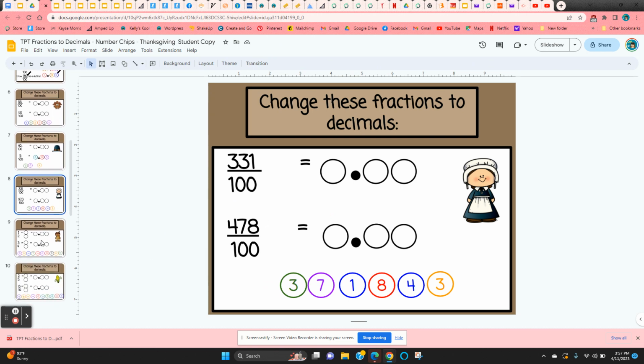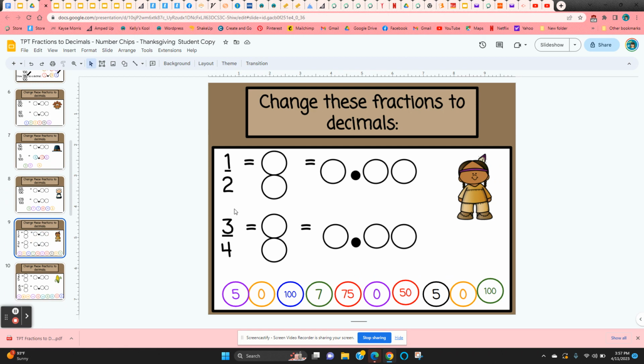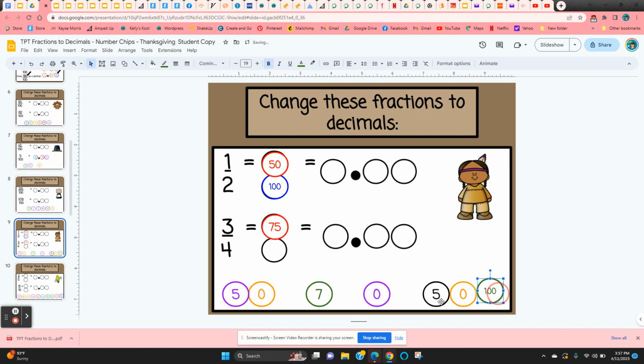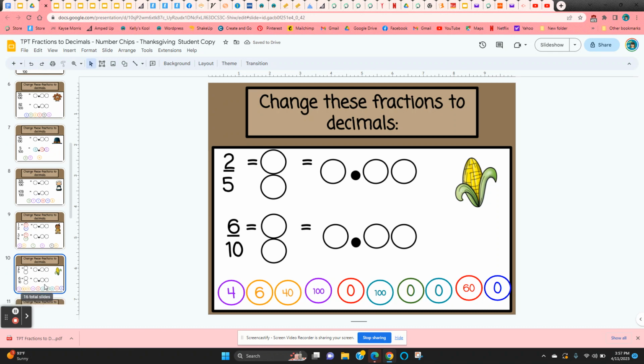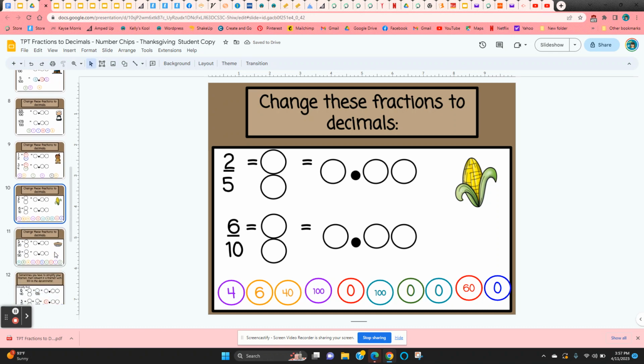Now, when they get to slide 9, now they have to convert these fractions to equivalent fractions with 100 in the denominator. So for the first one, they know they have to multiply times 50. That would give them 50 hundredths. And then they can go ahead and change it to a decimal. 3/4, they have to multiply times 25. That will give them 75 hundredths. And then they can go ahead and change that to a decimal. They're going to be doing the same thing on the next two slides.